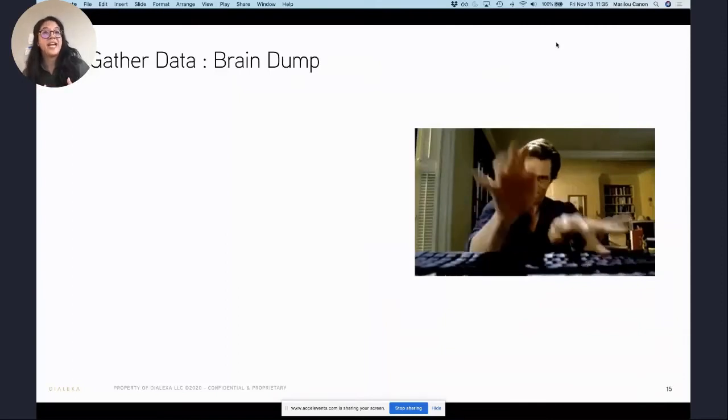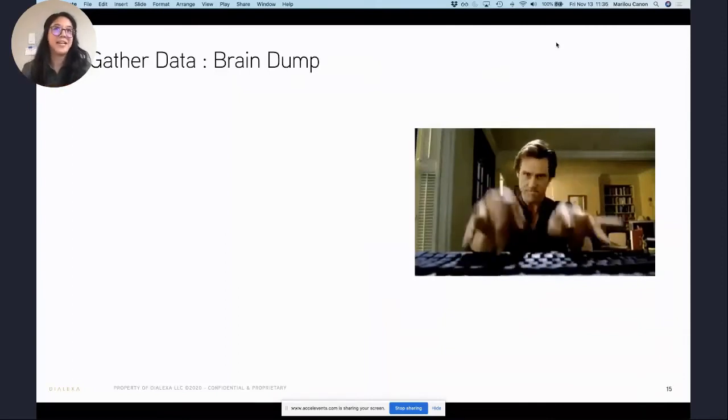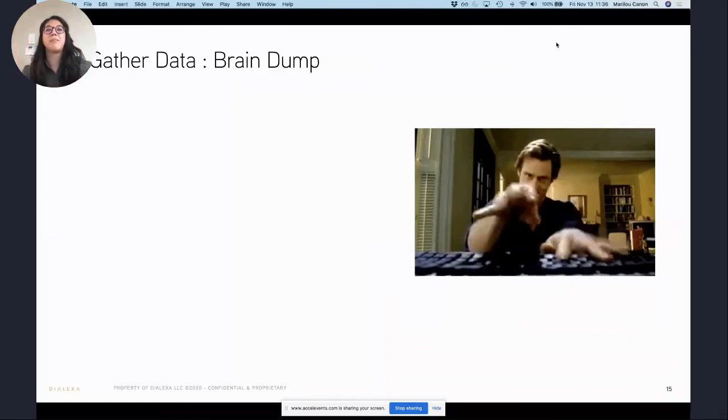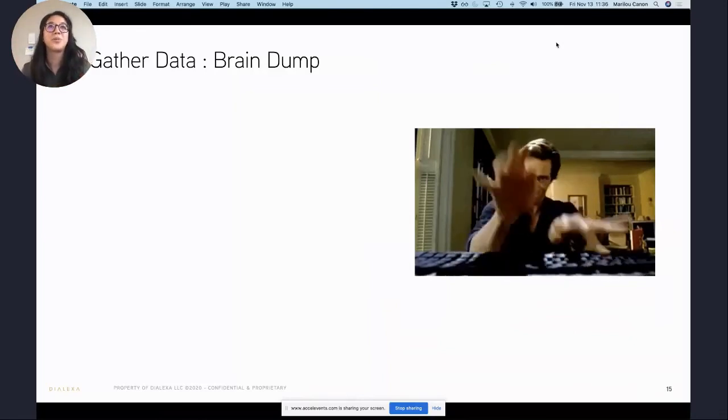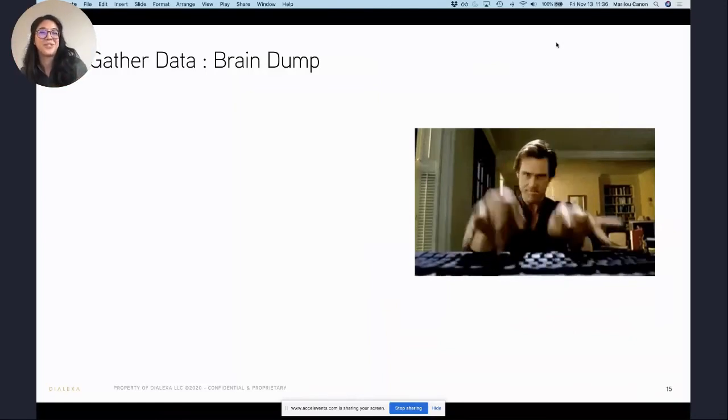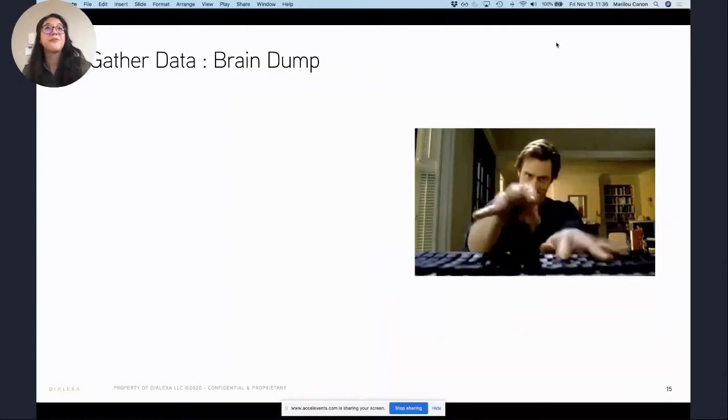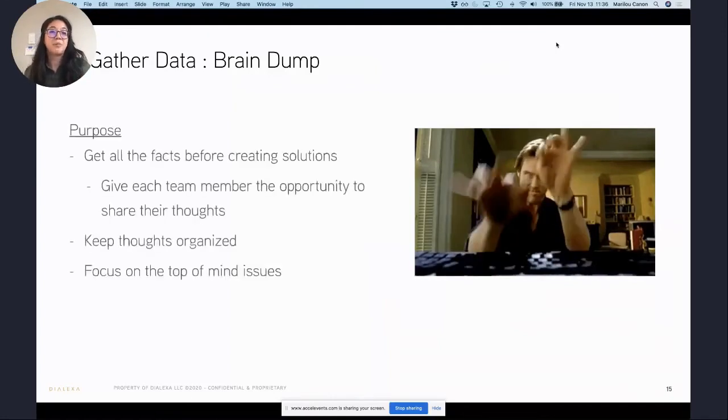So after you set the stage, part 2, gather the data, or just have everyone brain dump all their thoughts onto the virtual table or physical table if that's available to you, and just put all your feelings and thoughts on the table. So the purpose of this is to get all the facts before jumping into creating solutions. I know it's human nature to say, I didn't like this, let's try this. Let's take a second and just give each team member the opportunity to share their thoughts.